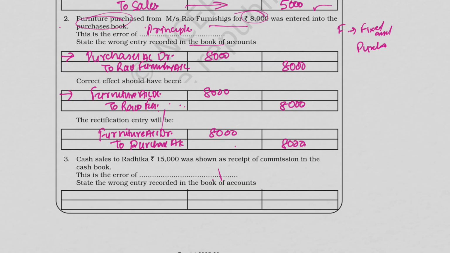Next we have cash sales to Radhika rupees 15,000. It was shown as receipt of commission in the cash book. So this is an error of commission. Reason: the sales income was recorded as commission income. Why is it an error of commission? Because an error of commission occurs when the correct amount is recorded, the correct side debit or credit is used, but the wrong account is being used. Let's see the wrong entry that was recorded. We had cash account debit rupees 15,000 to commission rupees 15,000.